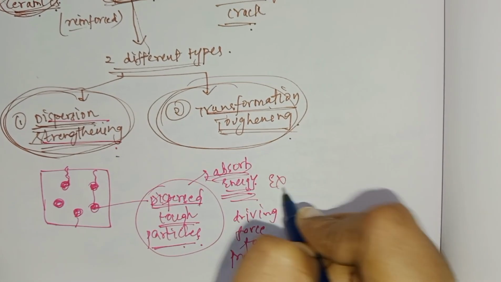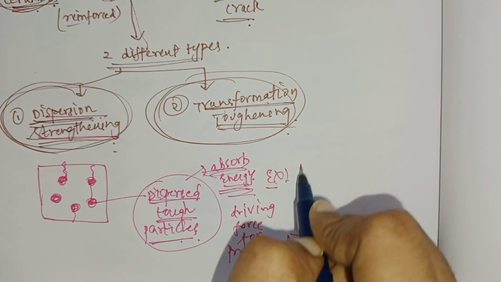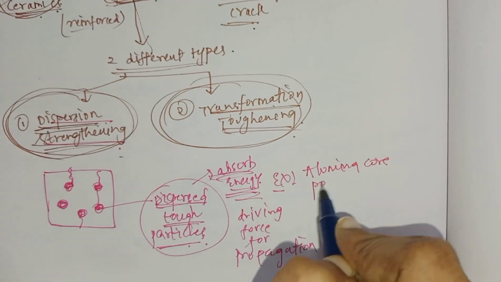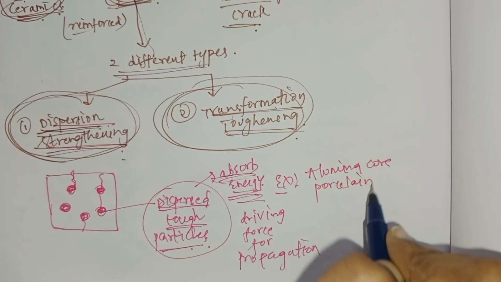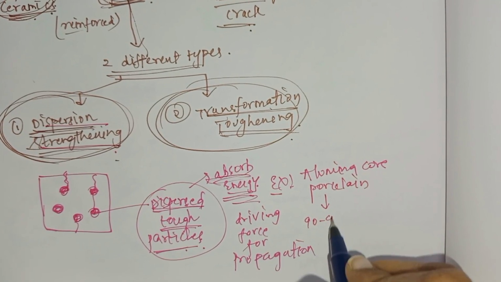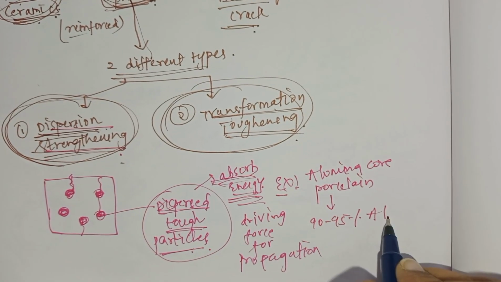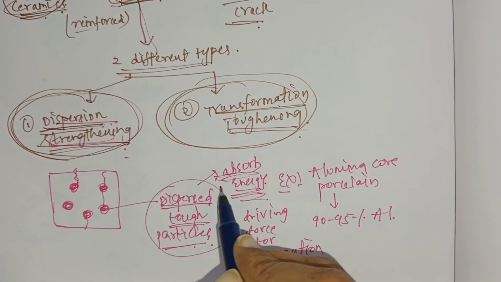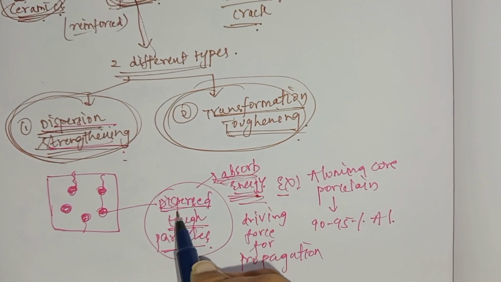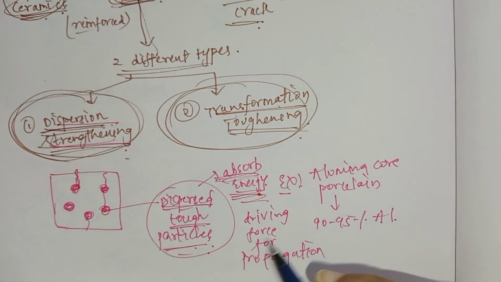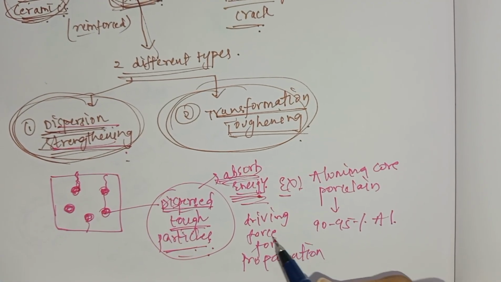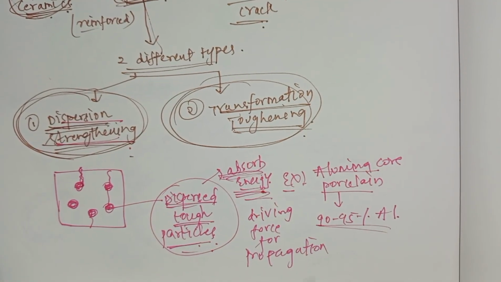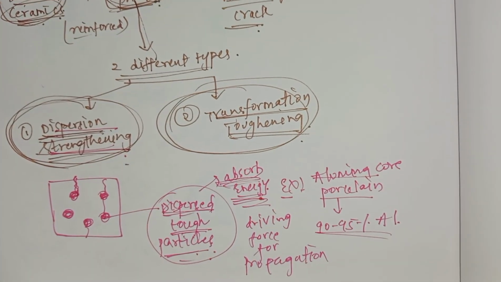Example for this is alumina core porcelain. Alumina core porcelain contains 90 to 95% of alumina. Dispersion strengthening is by absorption of energy by the dispersed particles from the crack, thus depleting its driving force for propagation.